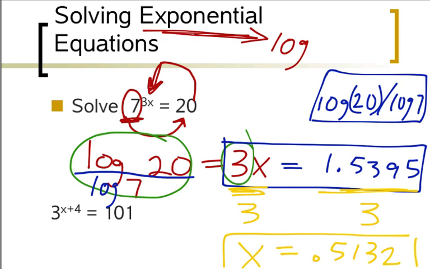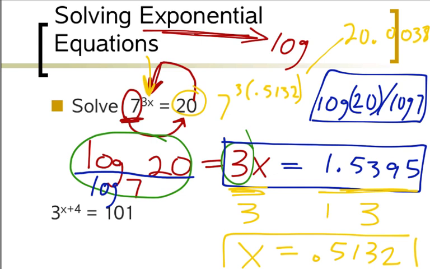And now we could check it. We could actually take it back to the original problem and try this out and raise 7 to the 3 times 0.5132 power. And if I do that on my calculator, because I rounded, I'll actually end up with 20.0038. So I'm really close to 20. It's just that I rounded, but this is the actual answer, and it's just fine for x.